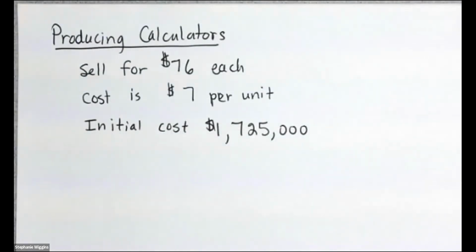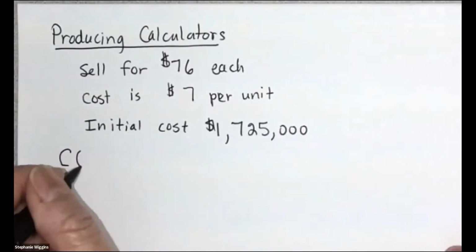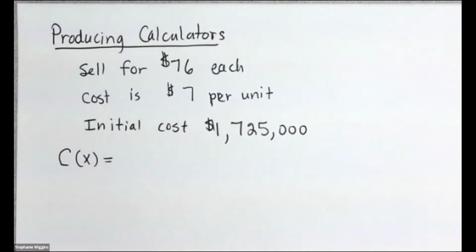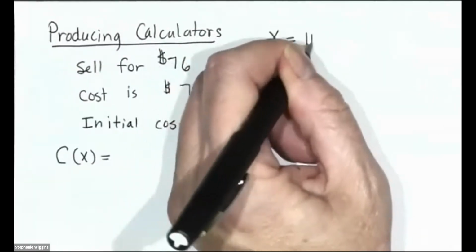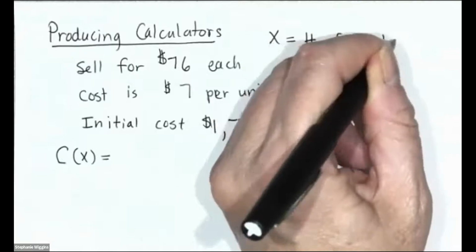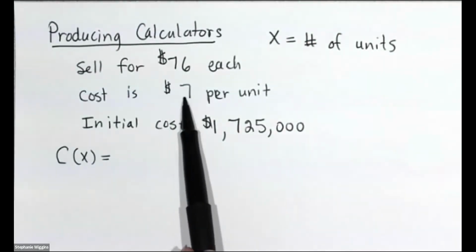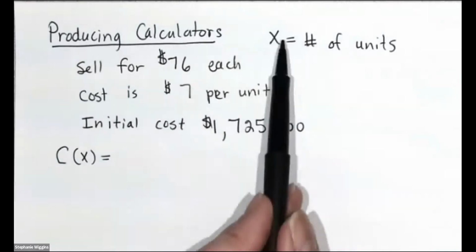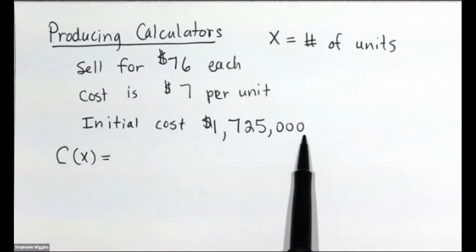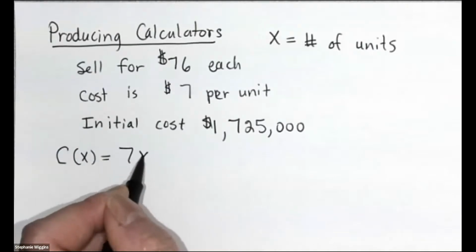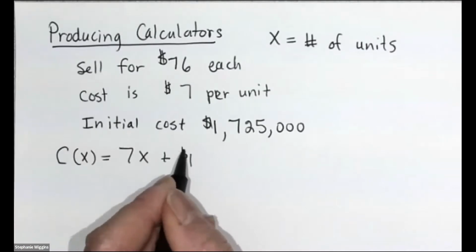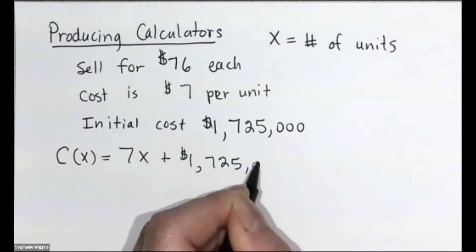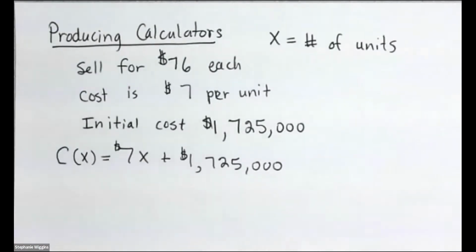And you're going to have 3 functions. First of all, you're going to have the cost function. That's a linear function. So the per unit cost is $7. So if X is equal to the number of units, then you take $7 times X to get the unit cost. But remember, you had to pay out this much to start with. So it's going to be the unit cost times X plus the $1,725,000.